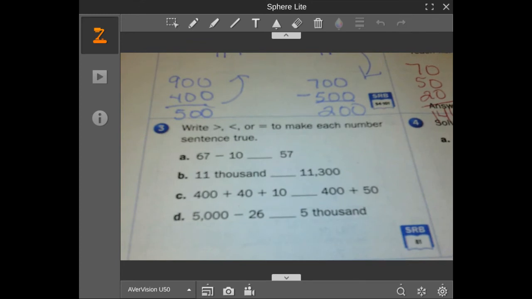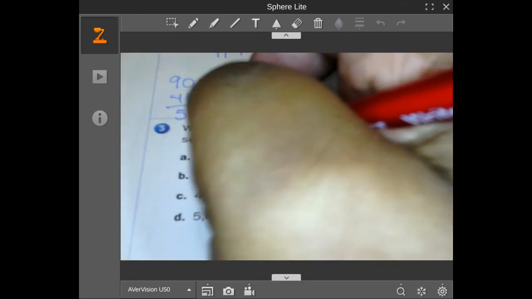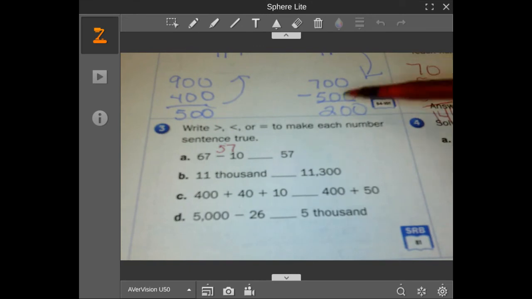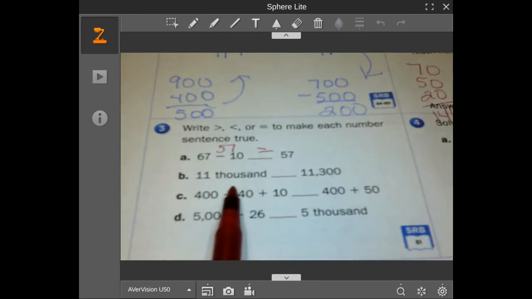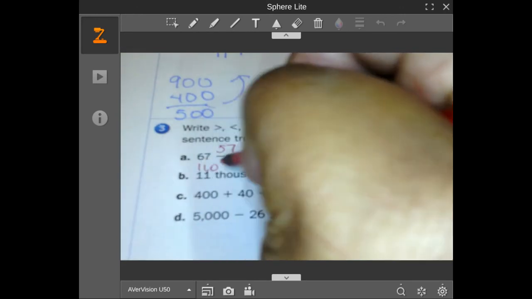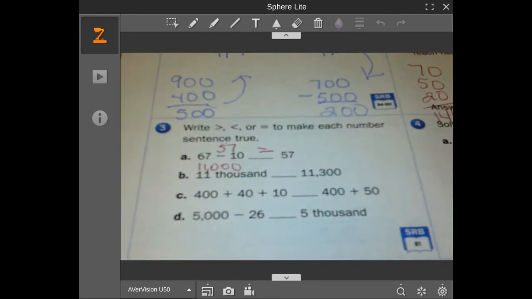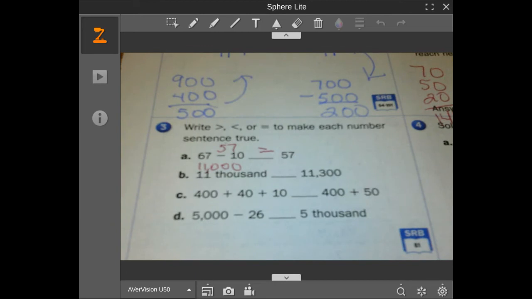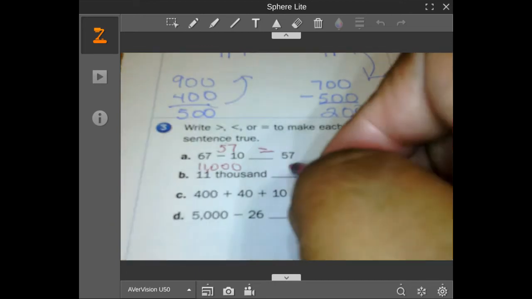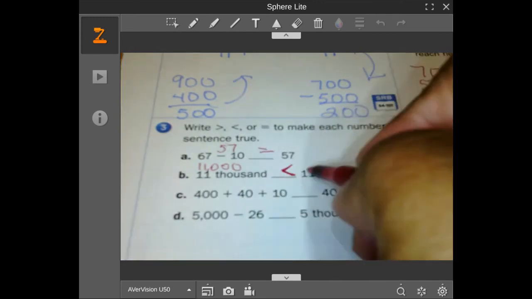For number 3, write greater than, less than, or equal to make each number sentence true. 67 minus 10, is that greater than, less than, or equal to 57? Let's solve it. 67 minus 10 is 57. So is 57 equal to 57? Greater than or less than? Yes, equal. 11,000. It might help you to write it out like that. Is 11,000 greater than, less than, or equal to 11,300? Yes, less than. Remember, the big number gets the bite.